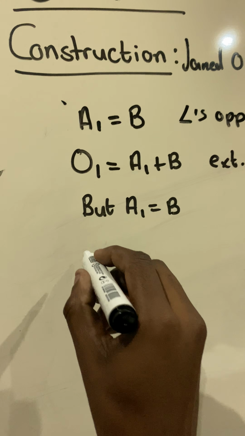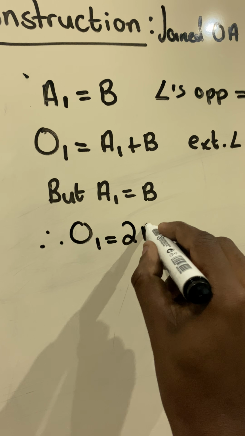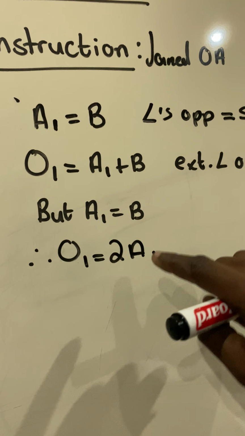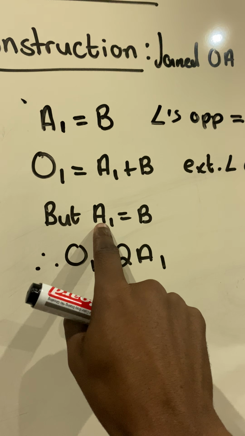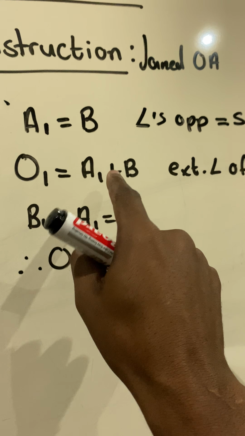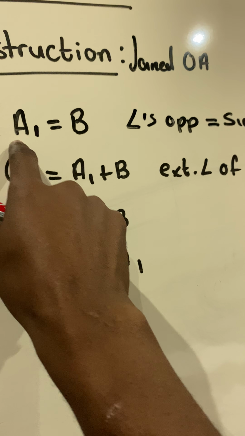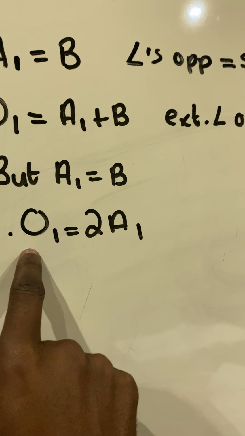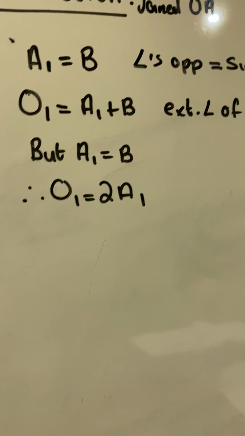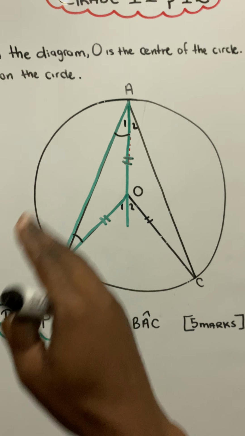So that will mean, therefore, O1 is equal to 2 times A1, because in place of B here, we can just put A1, because we said A1 is equal to B. So basically O1 is equal to A1 plus A1, because B is the same as A1. So we can just have A1. And if that's the case, that will mean O1 is twice A1. Hope that makes sense, right? So you're done for this part of the triangle.